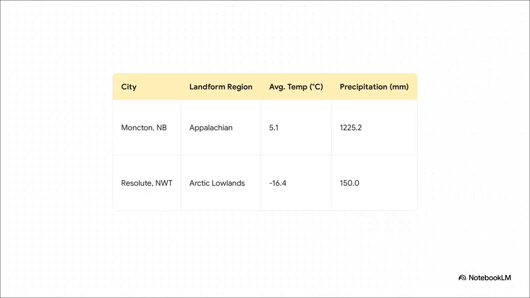Okay, now let's put it all together. This is where you can really see it in action. Look at Moncton. It's in the low Appalachian hills, it's near a massive body of water, the Atlantic, and what do you get? A pretty mild temperature and a ton of rain and snow.